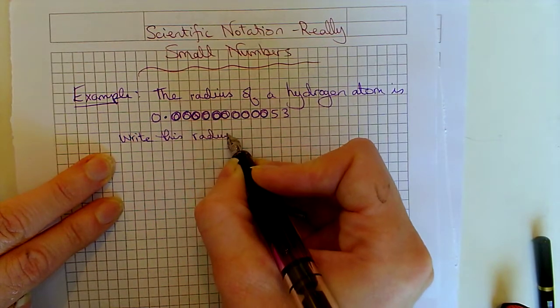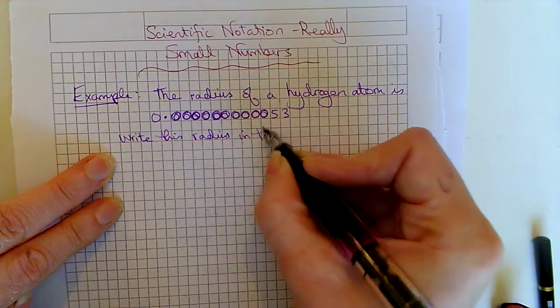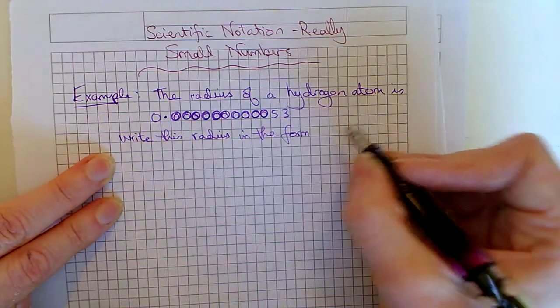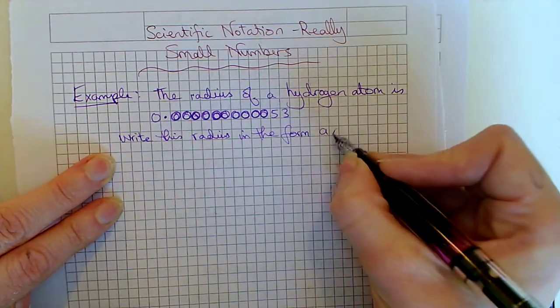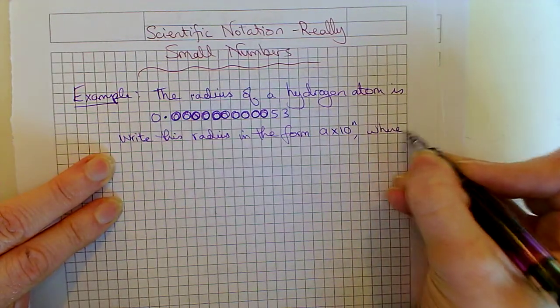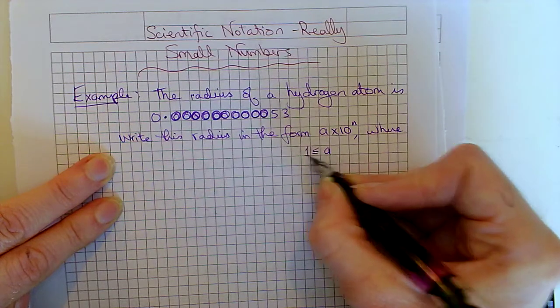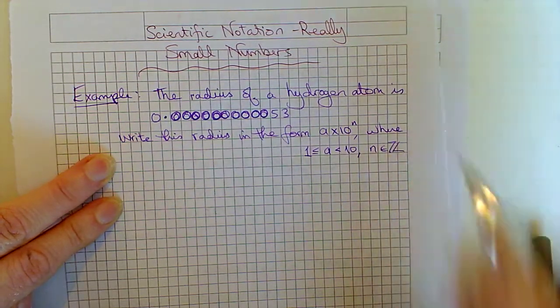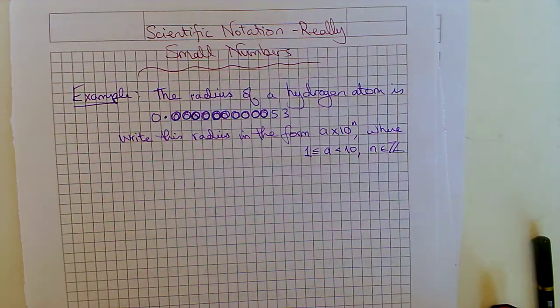And then we're asked to write this radius in the form, and you know what this is going to be. I'm going to write it down a lot just to get used to it so you don't get terrified when you see it. A by 10 to the power of n, where a is between 1 and 10, and n is a whole number, an element of z, the integers.